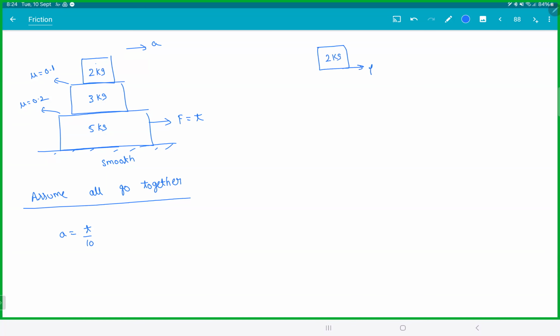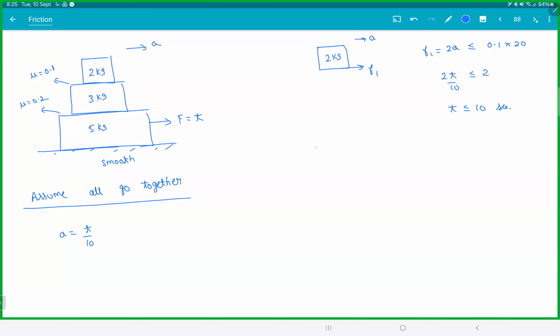On the 2 kg block, let this friction be F1, and this is the acceleration. We get F1 is equal to 2a. This must be less than or equal to 0.1 into 20. So this is 2T by 10 is less than or equal to 10. T is less than or equal to 10 seconds. So friction is saying up to 10 seconds, I can keep the 2 kg block without slipping.